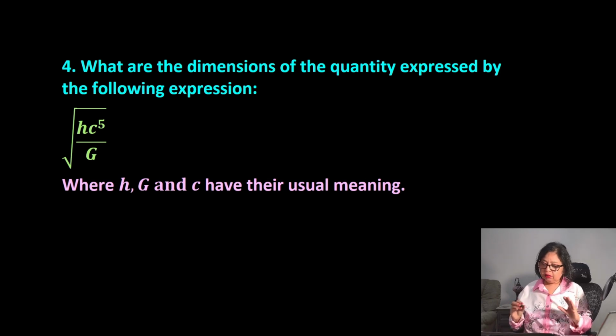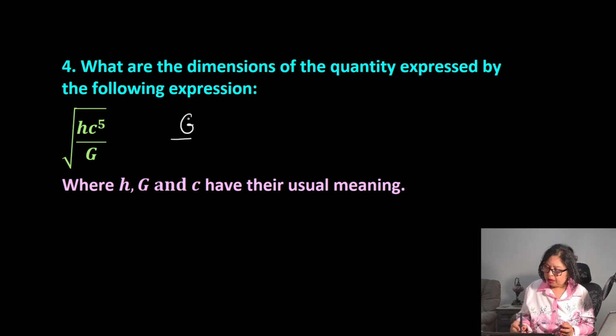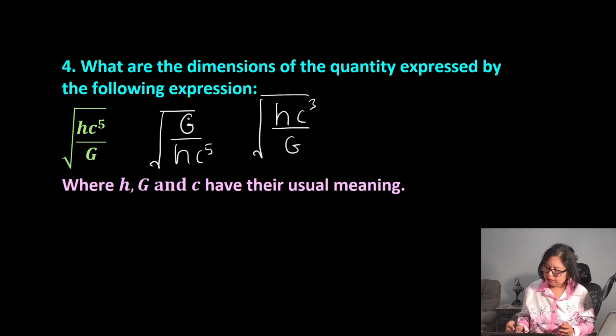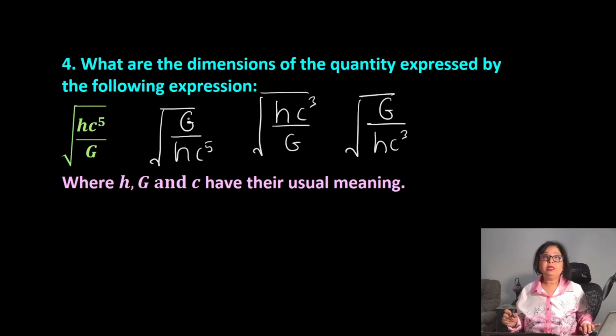Now, I have seen this kind of question asked in different ways. Instead of giving the expression to be h times c to the power 5 over g, they will just swap the top and the bottom and write it like this. Or they would make the power of c to be 3. I have seen this as well. And you may have seen some other variations of this. If you have, please let me know in the comment section.